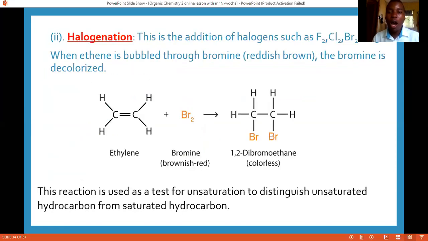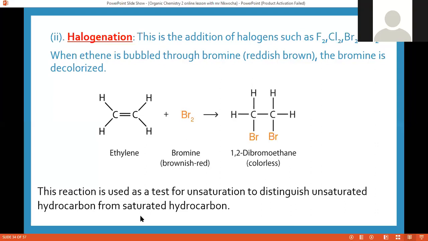We have another one, halogenation, addition of a halogen. Somebody says, excuse me, if you add chlorine, should we call it chlorination? No, sir. Don't call it chlorination because we are doing organic chemistry. You can call it halogenation because it's a halogen. You cannot add fluorine and call it fluorination, or bromination. Please call it halogenation. The next thing I want you to know here is that bromine is usually brownish red in color. When it reacts with this alkene, it will be decolorized. So this is a way of decolorization of bromine.